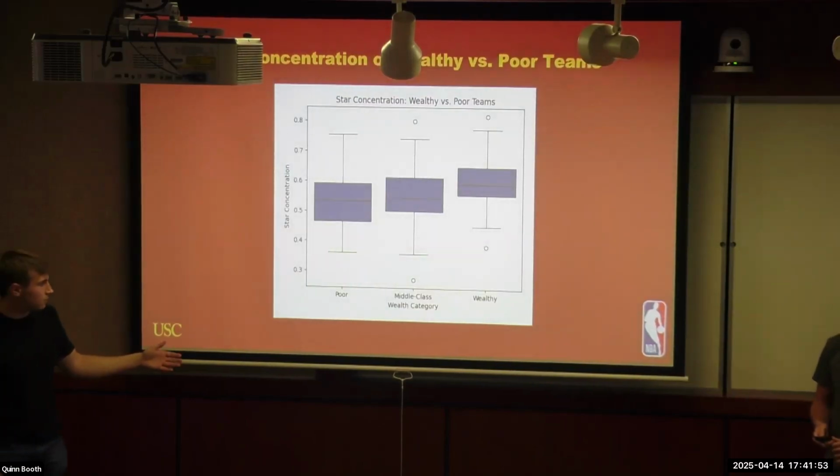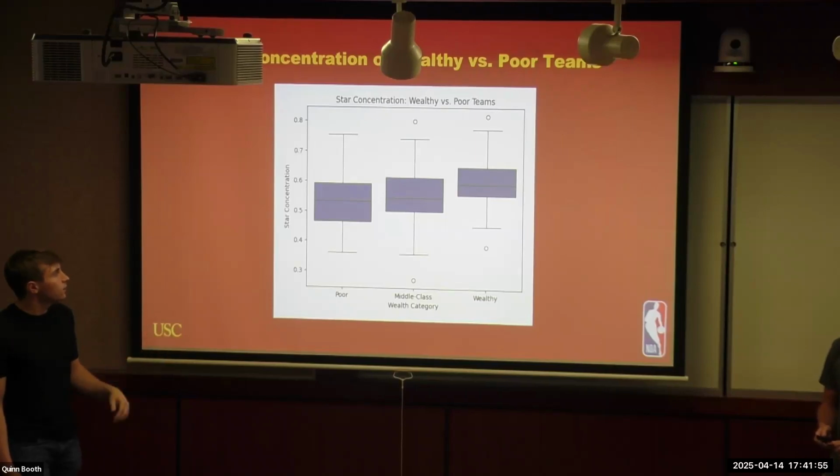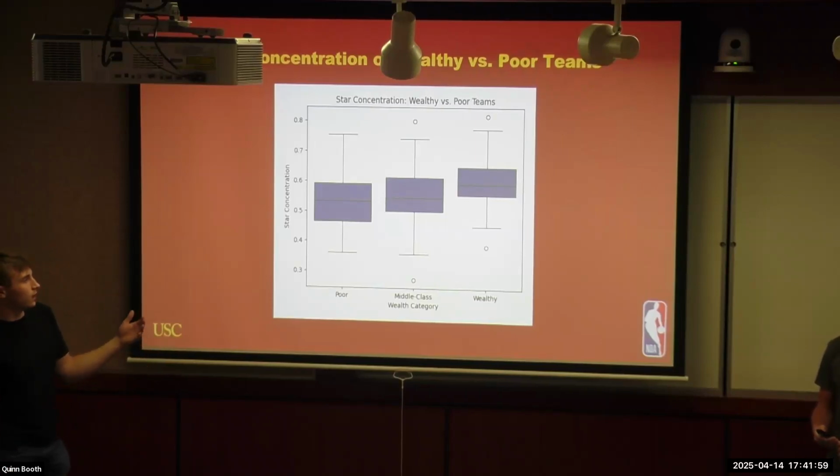And then this shows the same thing, but contextualized a little bit differently. This shows the star concentration against how wealthy they are. So again, how wealthy they are doesn't really project how they're going to spend their money. If anything, wealthy teams tend to spend a little bit more on average on their top players as a percentage. But it's not a super good comparison. As you can see, there's a pretty big range.